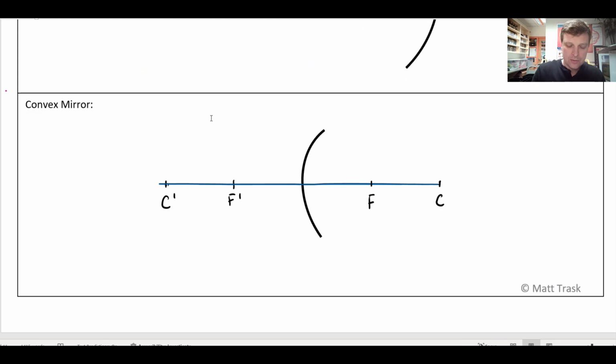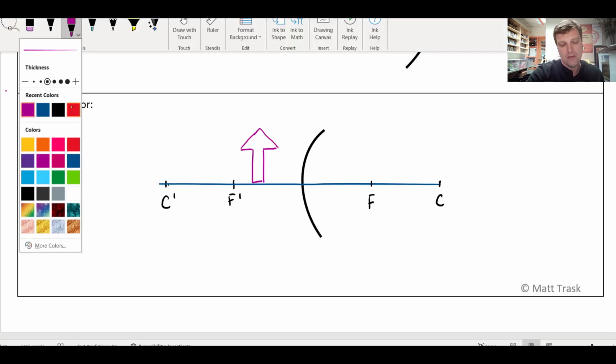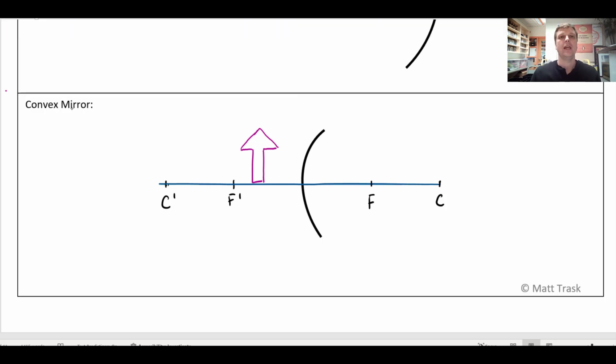Okay, so I'm just gonna choose something really simple to draw here. I'm just gonna draw like an arrow sitting in front of my mirror, and it doesn't really matter. We'll see here in a second. It doesn't really matter what position we put it in. The results are going to kind of work out the same. So I'm going to follow the same rules that I used before with my concave mirrors. I'm going to draw two rays and see where those intersect, and that's going to tell me what I need to know.